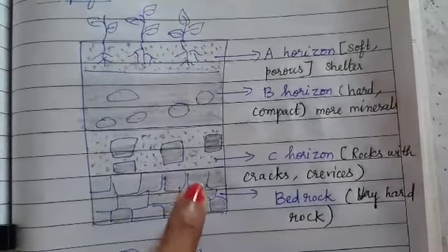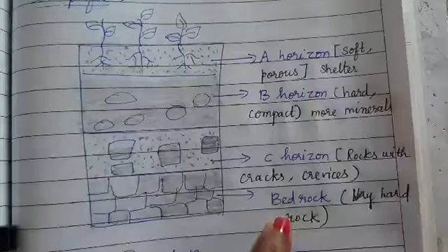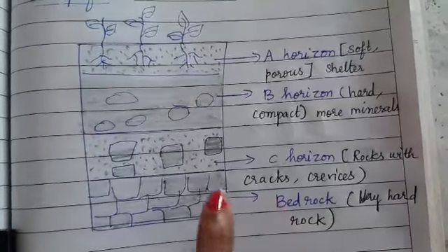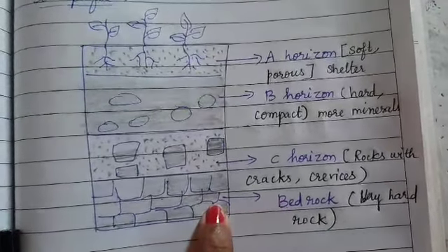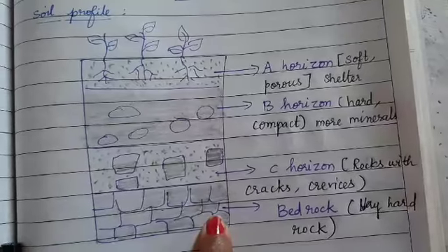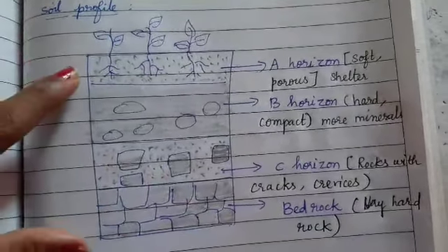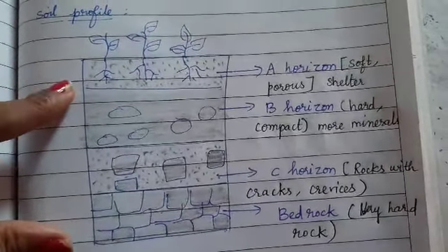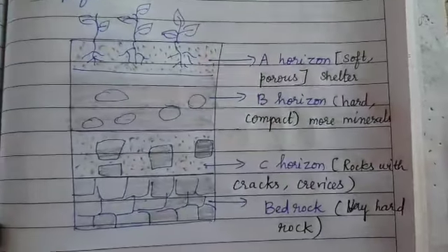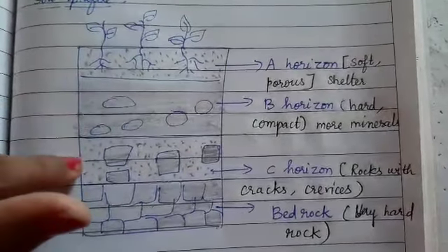Such a layer where the hardest rocks are present is the bedrock layer and the last layer of your soil profile. Okay children, so these are the 4 layers present underground. Each layer has a different characteristic.